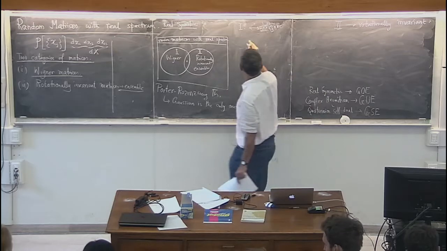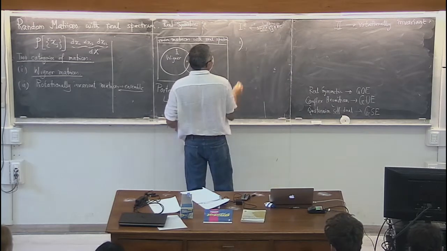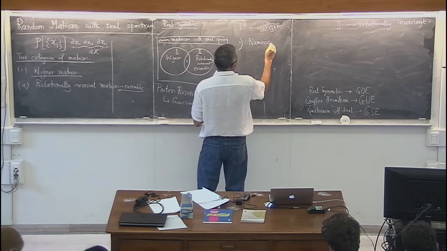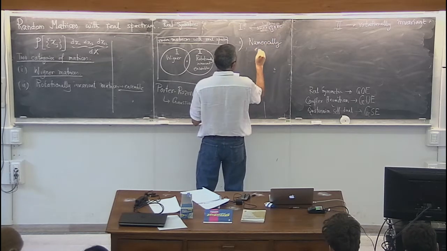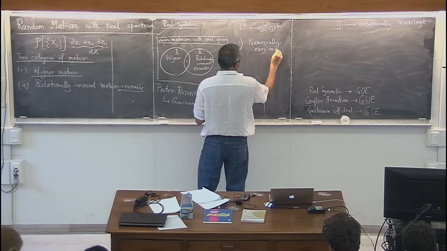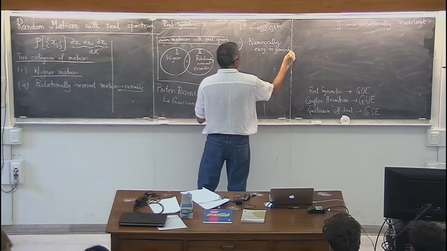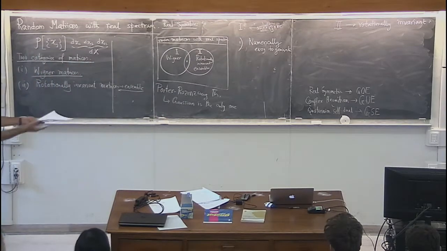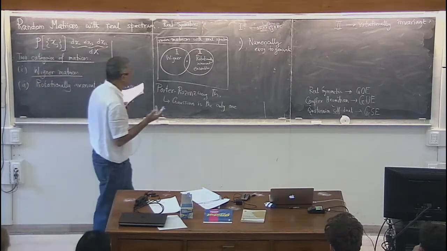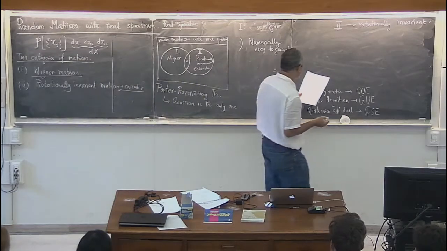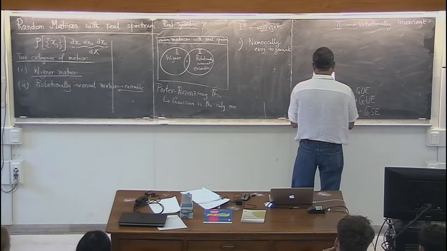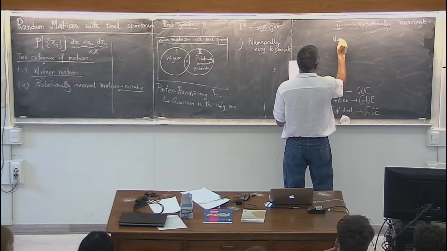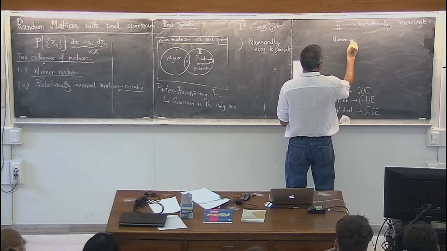So what are the advantages of Wigner matrices? Number one is that it's numerically easy to generate. Imagine that you have to generate your ensemble numerically. All you have to do is take the matrix elements and choose them independently from some distribution. So it's very easy. Whereas for the rotationally invariant case, numerically it's often hard, except for the Gaussian.